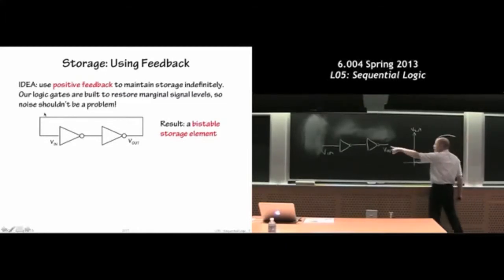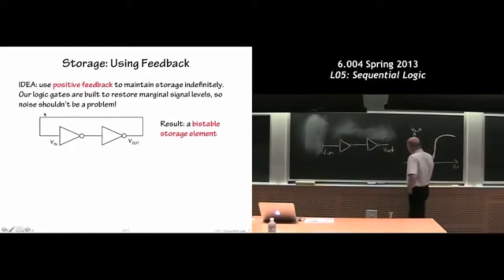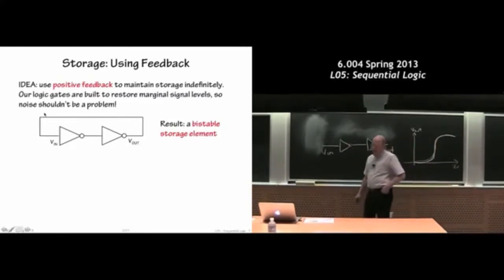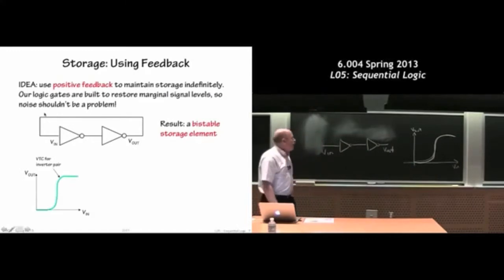A low on the input will produce a low on the output, and a high on the input will produce a high on the output. So that sort of tells us the behavior of this circuit, sort of statically. For a given V in, we'll have a given V out, and it looks like that.